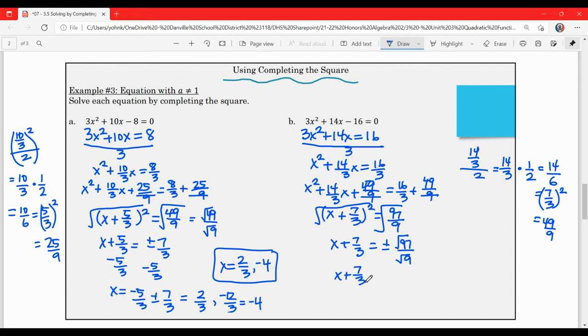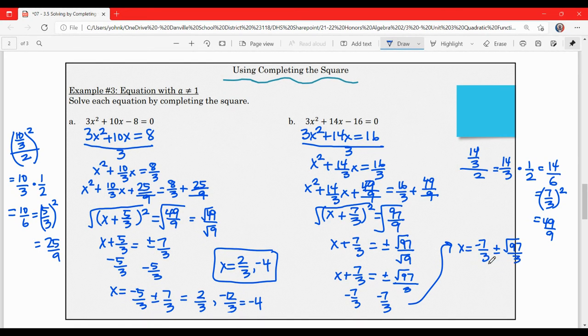So that gives you x plus 7/3 equals plus or minus. Now I can't do the square root of 97, so I'm going to leave it root 97. But I can do the square root of 9, it's 3. So notice that my 3 on the bottom is not underneath the radical anymore. Okay, minus 7/3, minus 7/3. So that gives me x equals negative 7/3 plus or minus root 97/3.